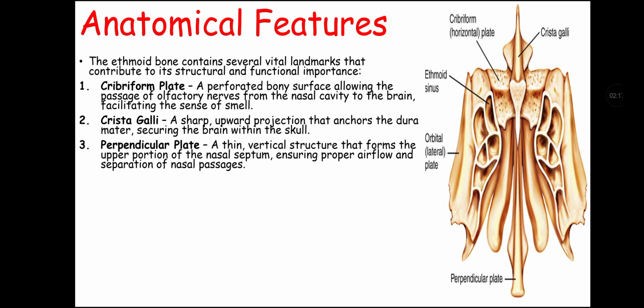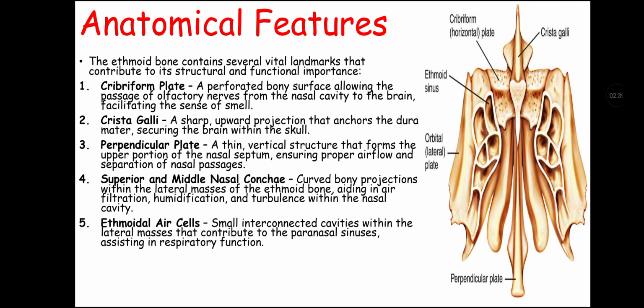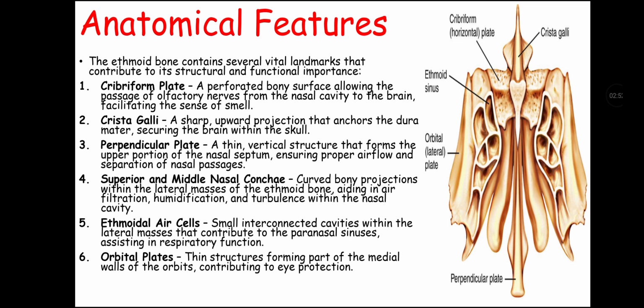The next anatomical features include perpendicular plate, that is a thin vertical structure that forms the upper portion of the nasal septum, ensuring proper airflow and separation of nasal passages. The next anatomical feature is superior and middle nasal conchae, that are curved bony projections within the lateral masses of the ethmoid bone, aiding in air filtration, humidification, and turbulence within the nasal cavity. The next anatomical features of ethmoid bone include ethmoidal air cells, that are small interconnected cavities within the lateral masses that contribute to the paranasal sinuses, assisting in respiratory function.